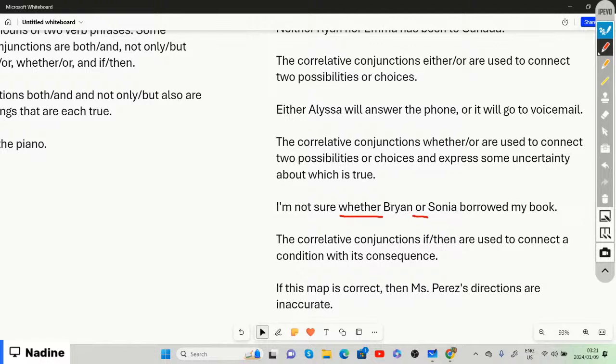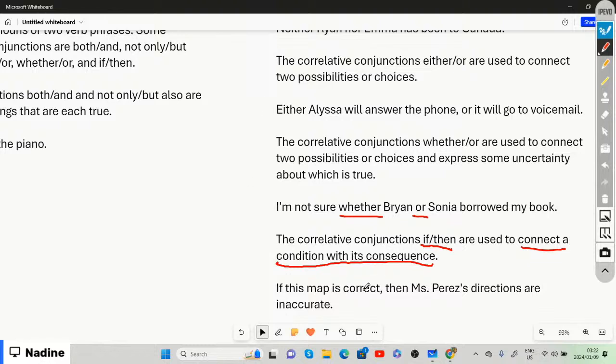And now we're looking at the last correlative conjunction. The correlative conjunction if or then are used to connect a condition with its consequence. So if you do this, then you're going to be punished. If you keep on running, then you're going to fall. So which means that it connects a condition with the consequence, right? If you do this, then there will be a consequence.